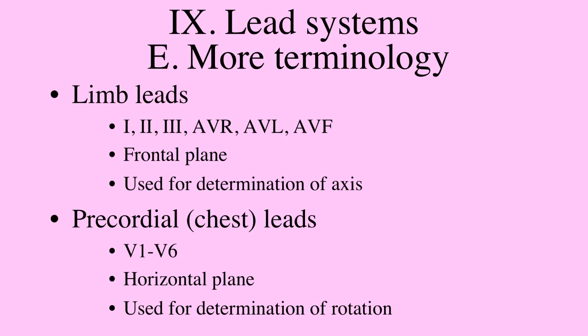And if we look forward then to some more terminology, leads 1, 2, and 3, AVR, AVL, and AVF, are considered to be limb leads. And again, these are the ones we've been looking at so far on page 6 in the text. And they're all in the frontal plane.